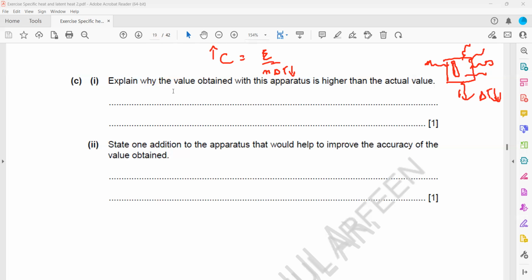So you will mention that heat is lost to the surroundings, which reduces the temperature change, and it will give a higher value.